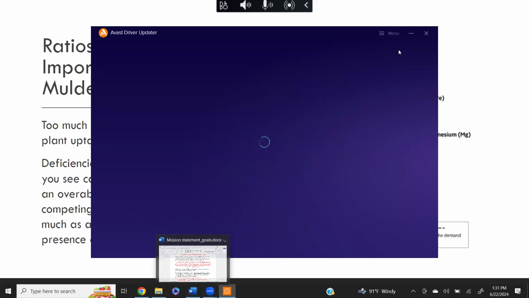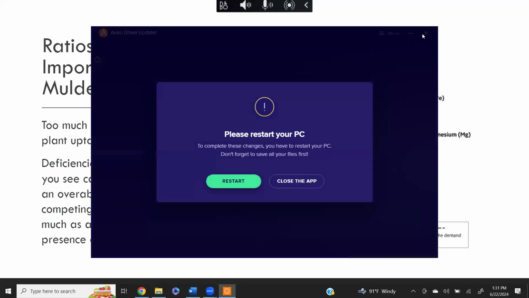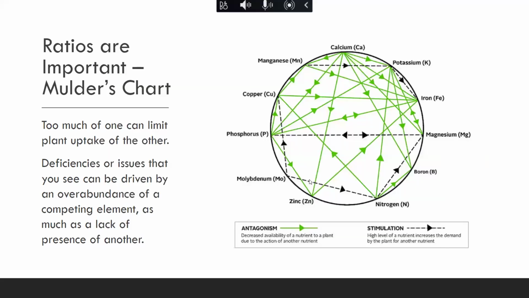Not sure what that is. Can I just close it? No, close tab. Okay.